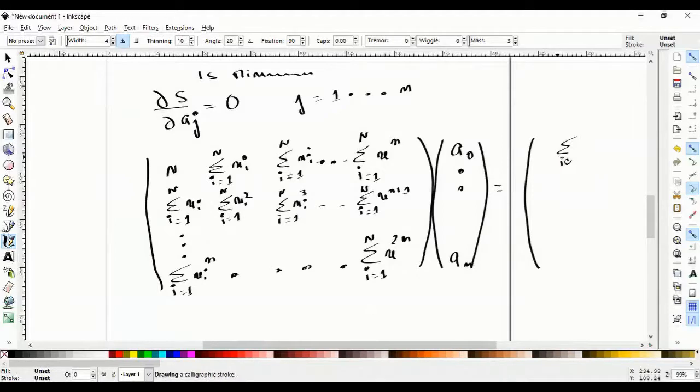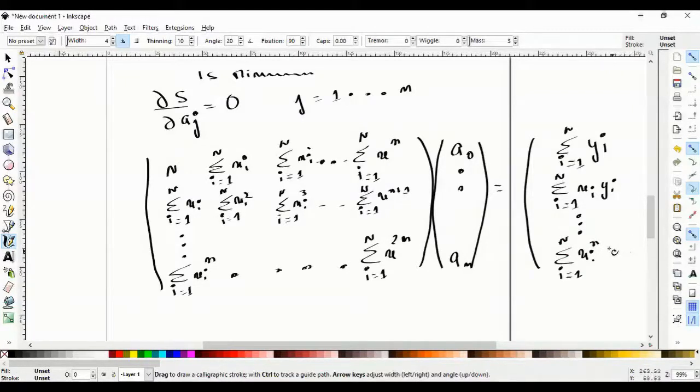sum of i equals 1 till n yi. Sum of i equals 1 till n xi yi, etc. Sum i equals 1 till n xi to the n yi. Okay. So this is, I mean, for the system of equations.